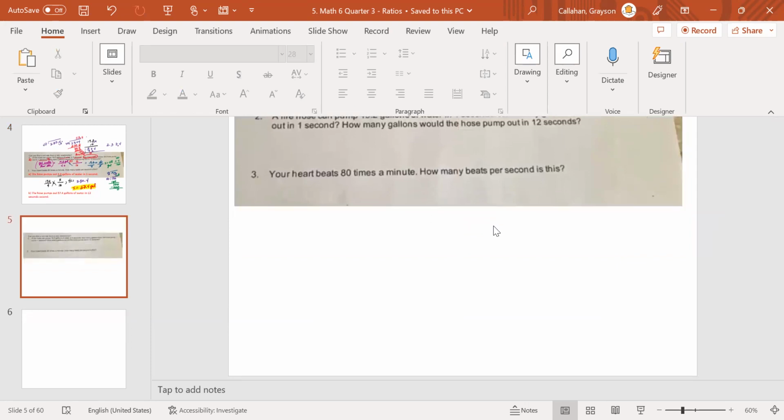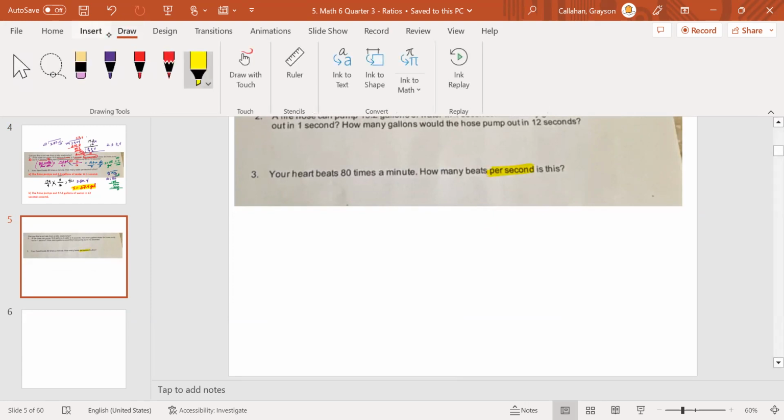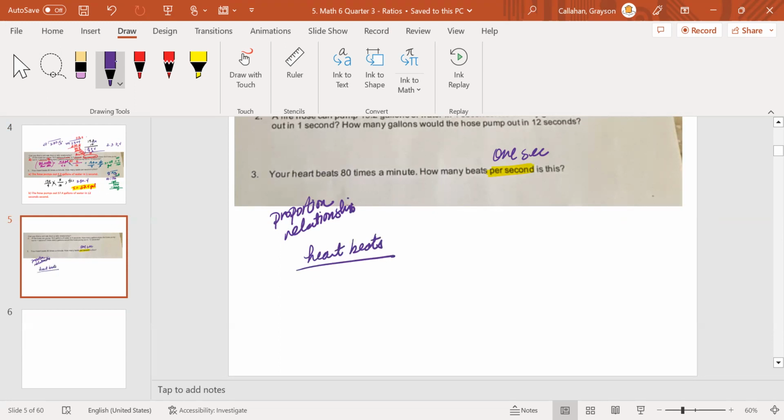Your heart beats 80 times a minute. How many beats per second is this? Okay, how many beats per second? Per second implies 1 second, okay? So your ratio, or not ratio, your proportion is a relationship. So proportion relationship is going to be heartbeats over minute, right?